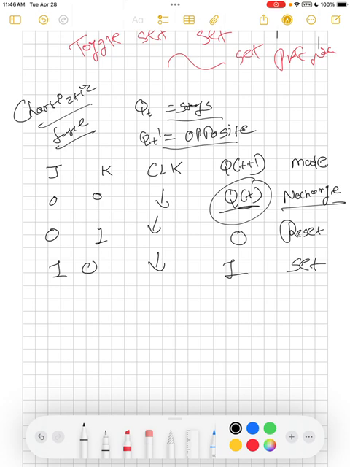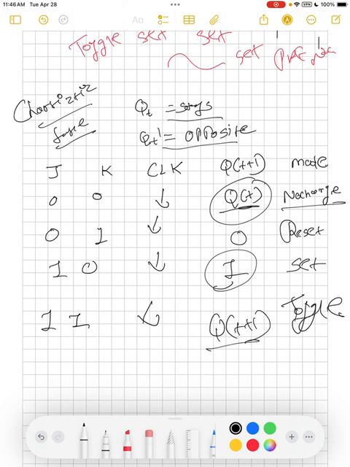It forces the output to 1, and when J is 1, K is 1, clock falling, this mode is toggle, so it changes. That means the next output becomes the opposite of the current output, written as Q(t+1) equals Q(t) dash.